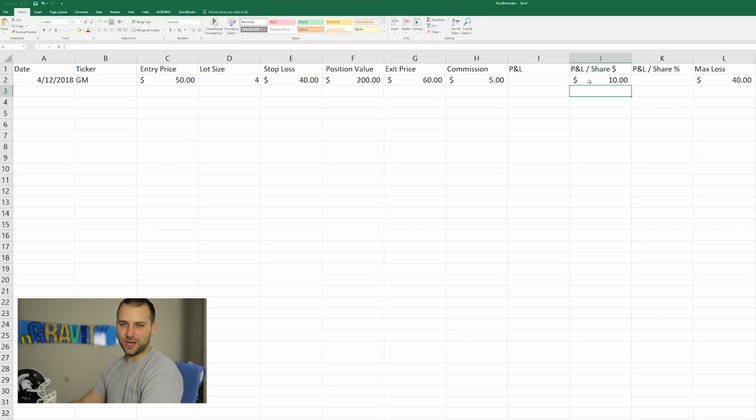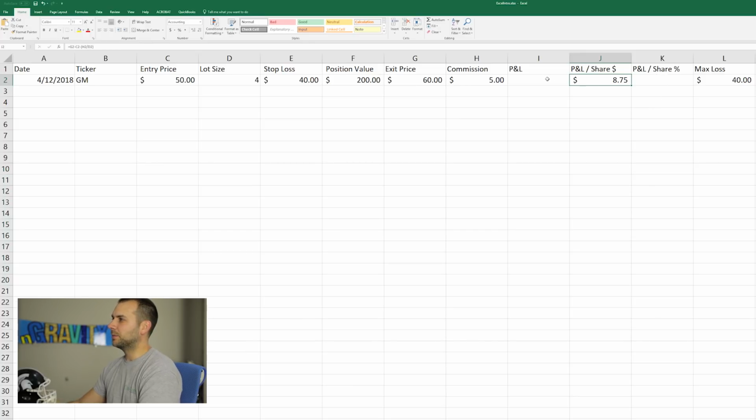So that's gonna tell us we made $10 per share, but that's really not accurate because we also had a $5 commission, right? So what we need to do is take that commission and divide it up over the number of shares we had, so we had four. So if our profit and loss per share was 10, we need to subtract, and we're gonna do parentheses again, the commission divided by the number of shares we had. We had four shares, our commission was $5, so it's gonna be $1.25 per share, and we're gonna subtract that from what our profit would have been. So if I hit enter here, it's gonna say our profit per share is $8.75.